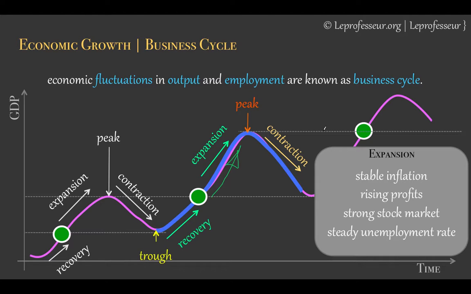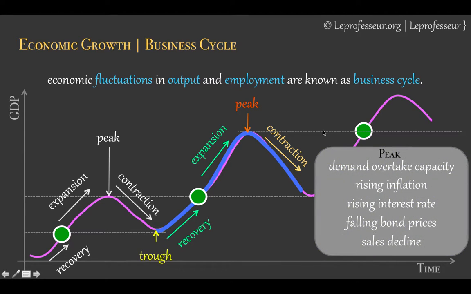And the unemployment rate is steady. It's not going up, not going down. People are getting hired, getting fired, but the unemployment rate is steady. They are able to get a job. So that's the expansion phase, where the economy is expanding. Remember the 2008 US housing market crash? After that, economies went into the recovery phase and are now expanding. So that's a similar scenario.